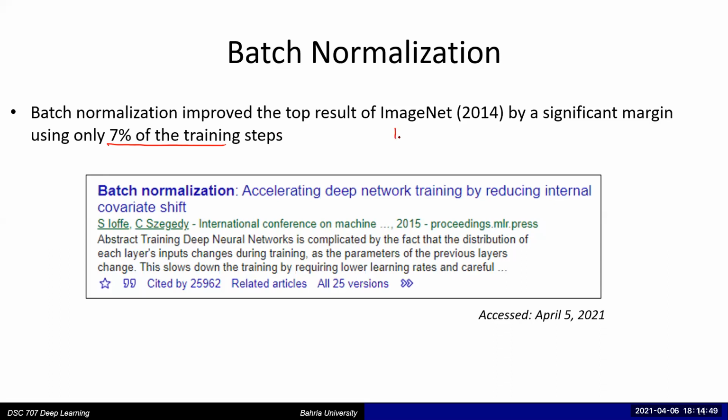It means if the model previously was taking 100 epochs, with batch normalization you could train it in 7 epochs, right? It means only 7% of the training steps gave you a performance which was even better than what you were getting with other models. And it's again a very highly cited paper. As you can see, yesterday when I checked, it has more than 25, near to 26,000 citations. Maybe people don't have this many citations in their whole life, so there are some highly cited papers in every domain, and it is one of those papers.